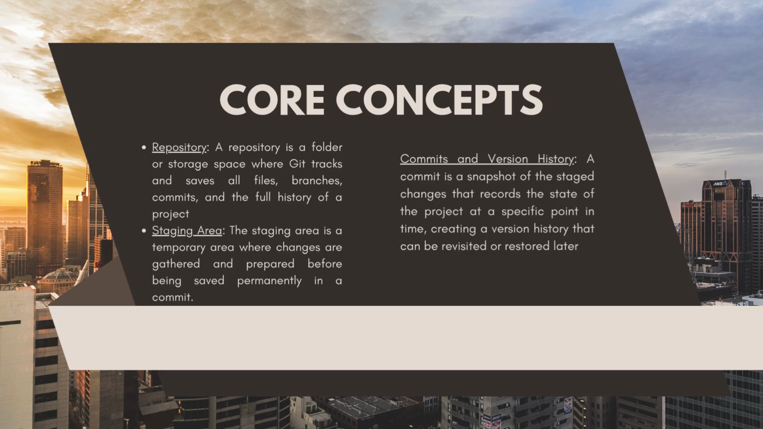There are some core concepts that we are learning about. Repository. A repository is a folder or a storage space where Git tracks and saves all the files, branches, commits, and the full history of a project. Staging area. The staging area is a temporary area where changes are gathered and prepared before being saved permanently in a commit. Commit and version history.